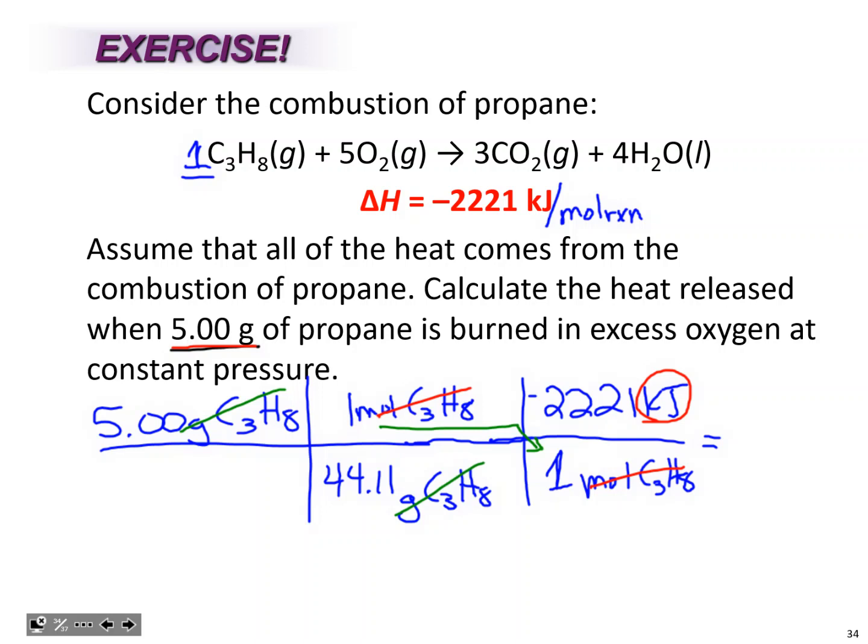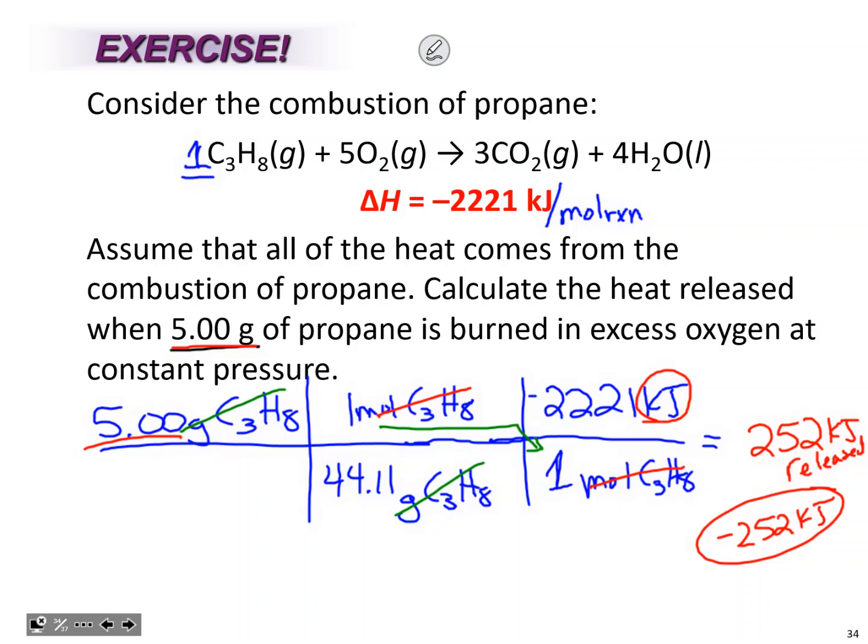So 5 times the 2221 divided by the molar mass here. Like 251. Well, 252, because we start with 3 significant figures over here, so I'm going to keep 3 in my final answer. So 252 kilojoules released. You could write it that way, stating that it's being released, or you could put negative 252 kilojoules. Either way, your answer would be acceptable. All right.